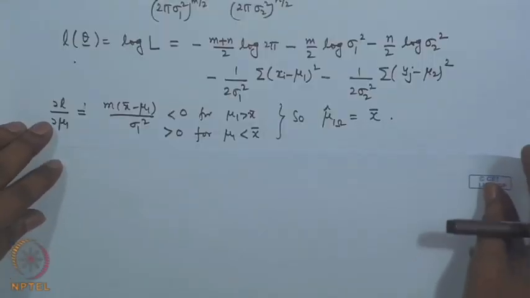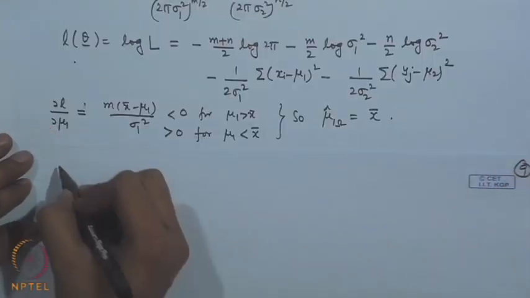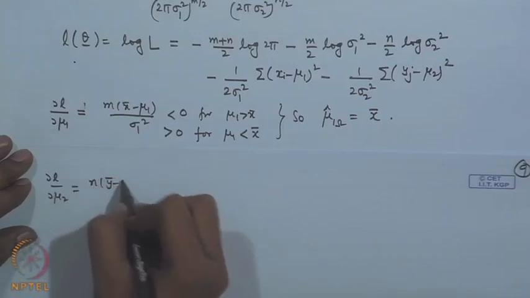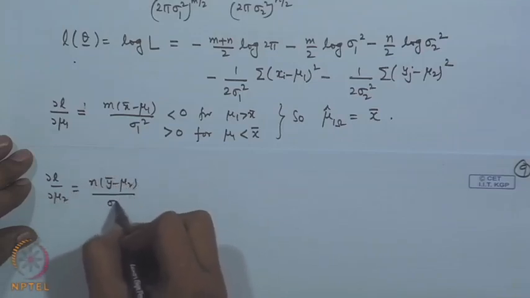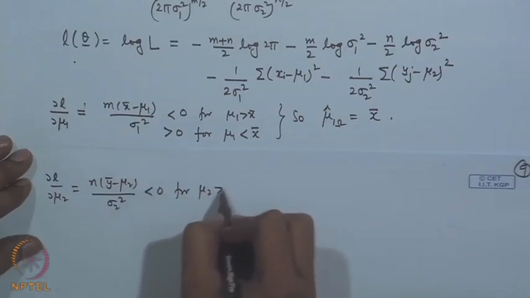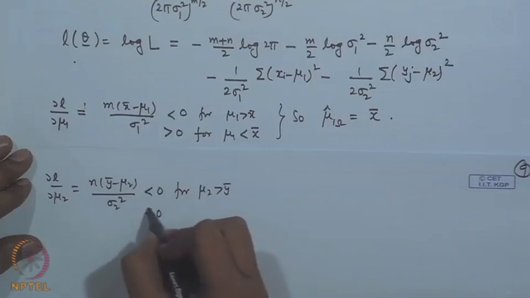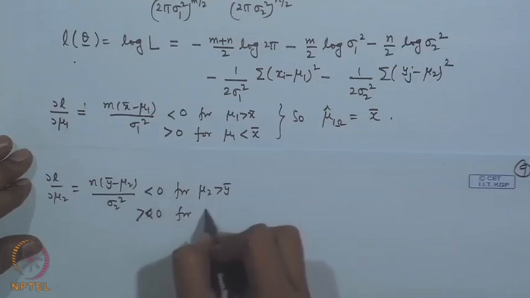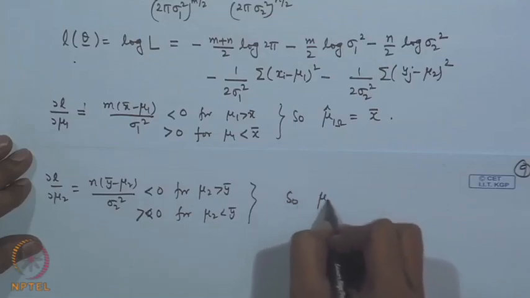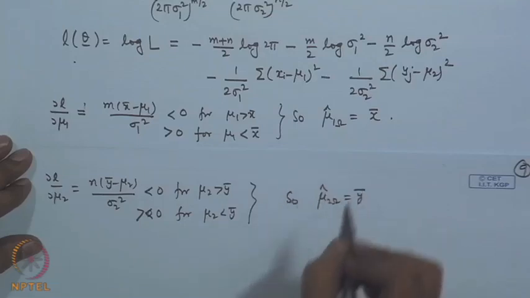Similarly, if I consider del L by del mu2, then that will be n (y bar minus mu2) divided by sigma2 squared. Once again, it is less than 0 for mu2 greater than y bar, and it is greater than 0 for mu2 less than y bar. So, mu2 hat under omega is equal to y bar.